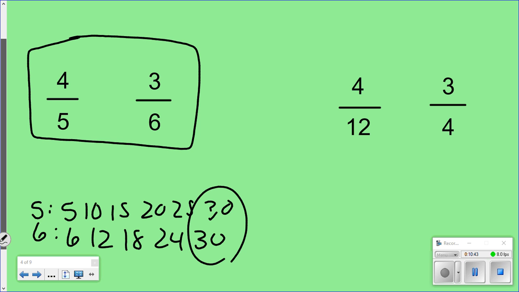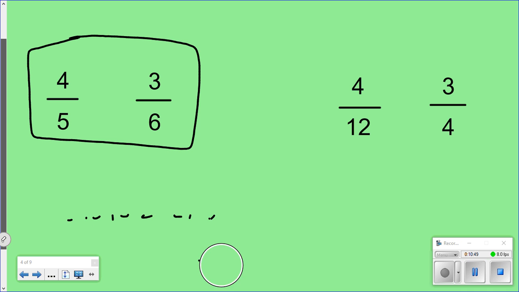Some of them you'll know off the top of your head what they share. Sometimes you will, sometimes you won't. So I'm going to use 30. And the reason why, they didn't really share anything, so I multiply them together, it makes them share something. Now, this is how I do this, okay? I don't know what you were taught last year, but this is how I do it.